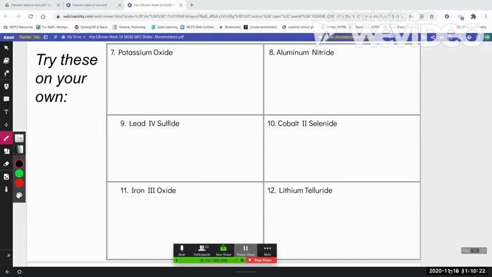Okay. So for 7, you should have gotten a final answer of K2O. Aluminum nitride should just be AlN. That is my L lowercase sometimes, or if you type it, it looks like that. Lead(IV) sulfide. So if you did Pb and S, you should have gotten PbS2.